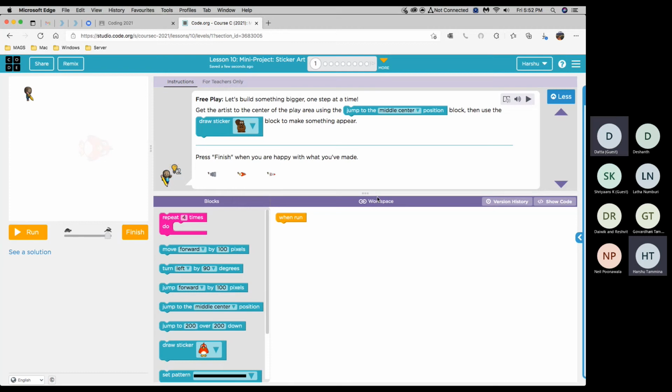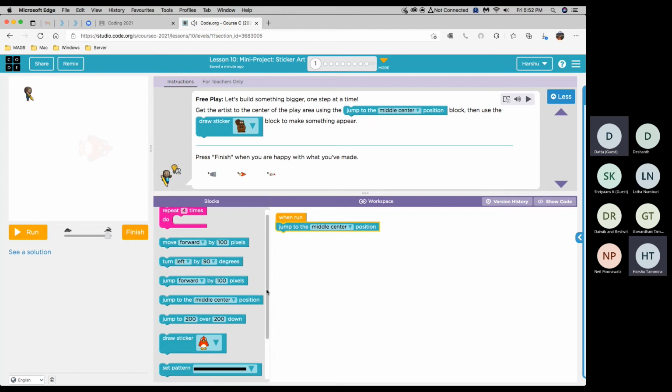Basically, you put jump to the middle center. Yep. Then you put the sticker, draw sticker. Yep. And the picture should be, am I done? If you click it, the picture, I think that's the right picture. Yeah, that is. Because I got a different one. Oh, okay, so I think it changes for each person. No, what was yours? Continue. I'm just tracking it. Made it. Finish. Okay, we will stop there for today.